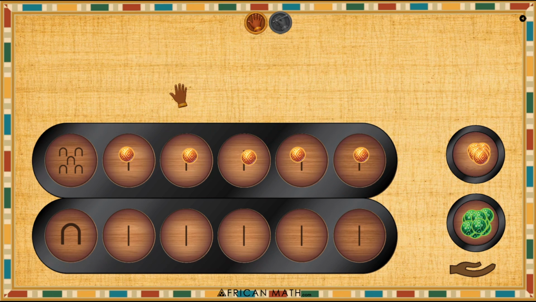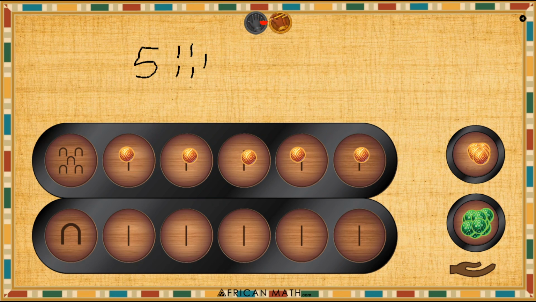We're going to draw out our ancient African numbers for 5. The ancient Egyptians used tally marks. This is our modern international number for 5, and we're going to draw out the quantity. 1, 2, 3, 4, 5. So we have 5. And now we have our counting toys to match the quantity.